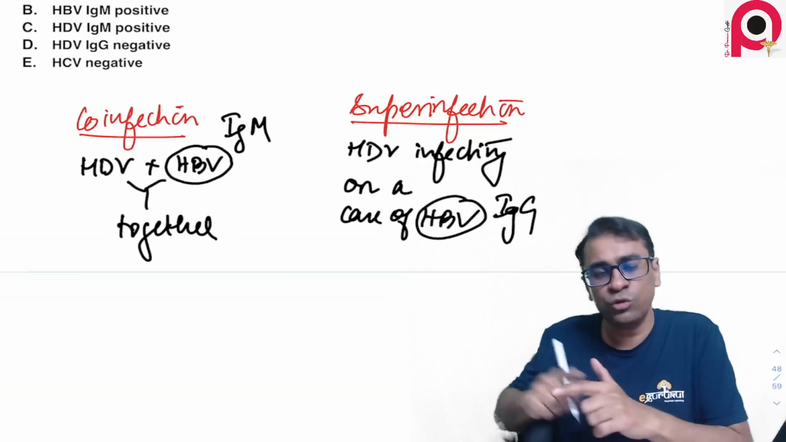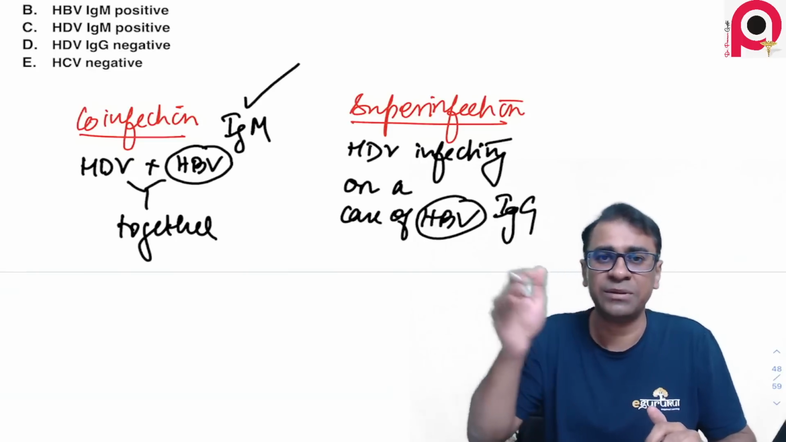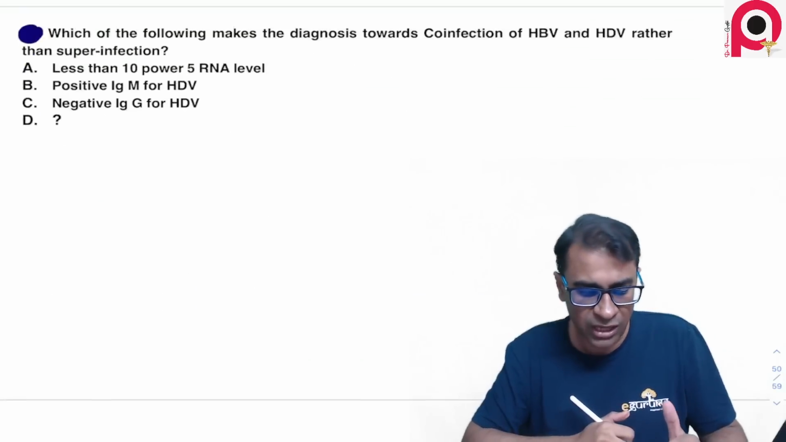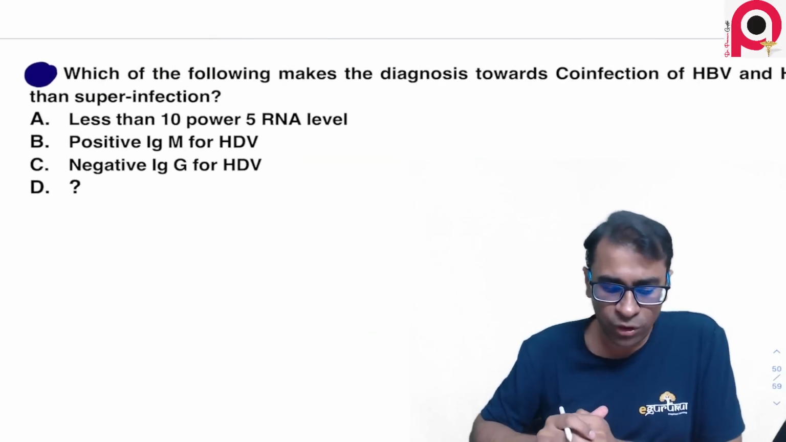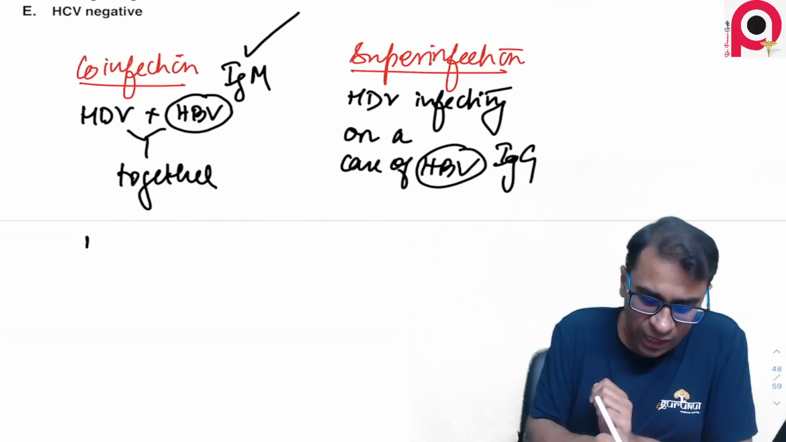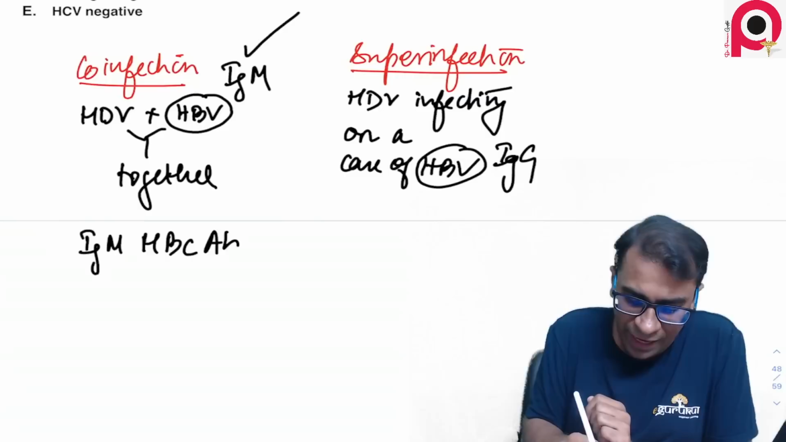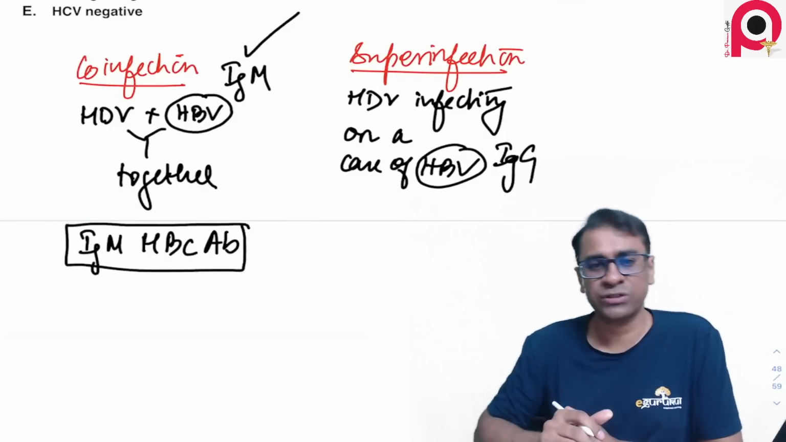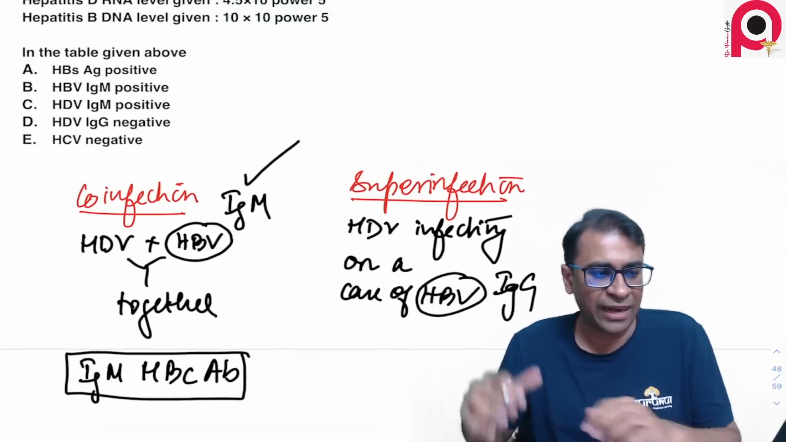The question is asking you about co-infection. So what points towards co-infection? It is the IgM HBc antibody. So the answer should be positive IgM for HBV. The IgM variety of the hepatitis B core antibody points towards a co-infection rather than a super-infection. So there are a lot of values given here.